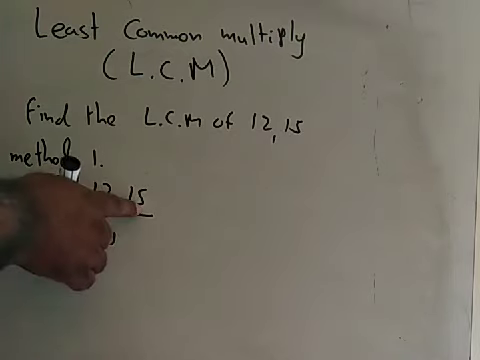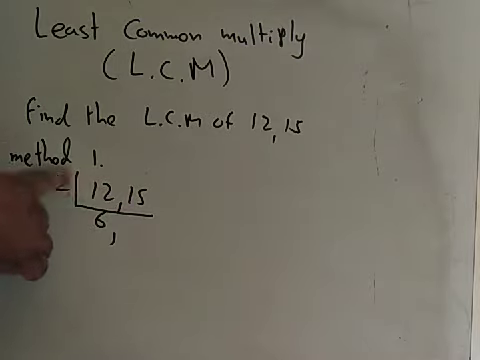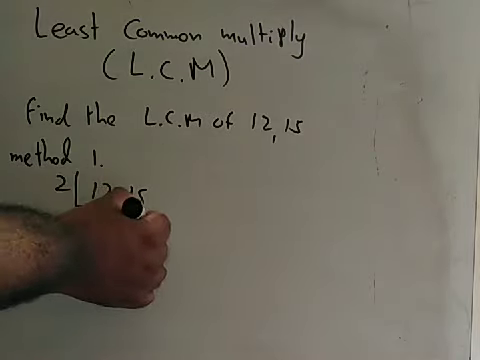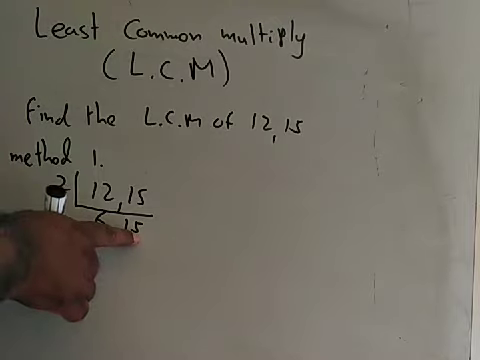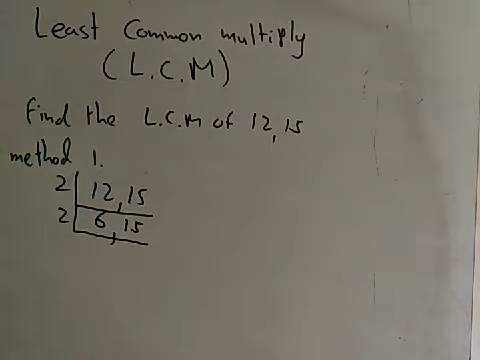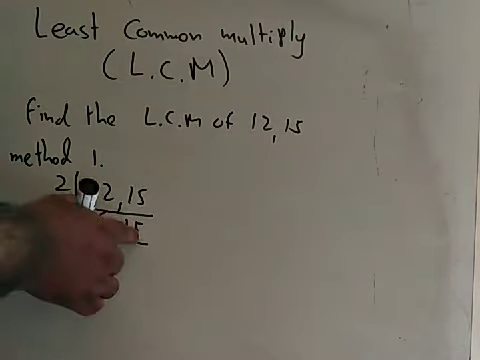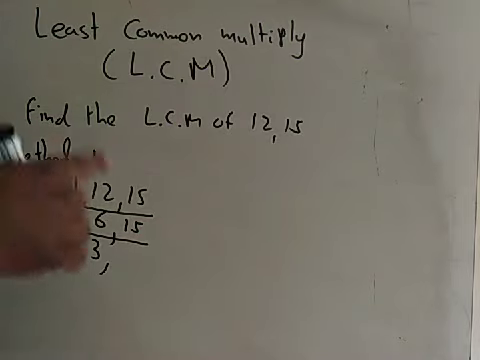6. But 15 can't be divided by 2; when 15 is divided by 2, 1 remains. Therefore you write 15. Now 6 and 15. But 6 can again be divided by 2, and 15 is not divisible by 2. Therefore divide by 2. When 6 is divided by 2, 3. 15 can't be divided by 2, 1 remains.